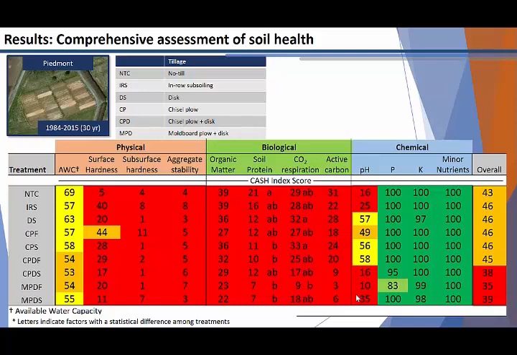So again, we're seeing the same trend where none of our biological indicators are high, none of our physical indicators are high, but our chemical indicators are sufficient, which means in these systems we're doing pretty well on the actual nutrients that produce a crop, but we're not doing well on these other aspects of what we're considering to contribute to soil sustainability in terms of physical and biological soil properties.